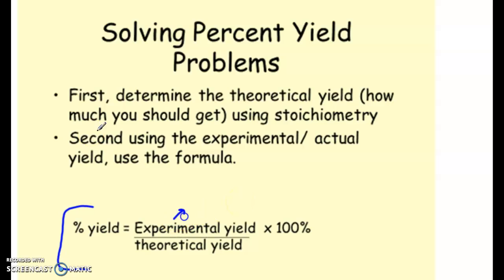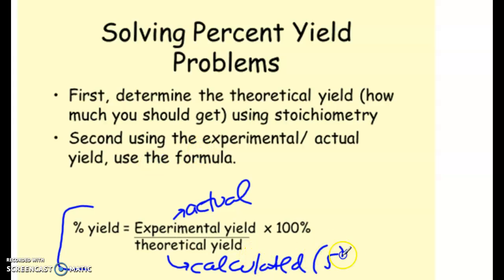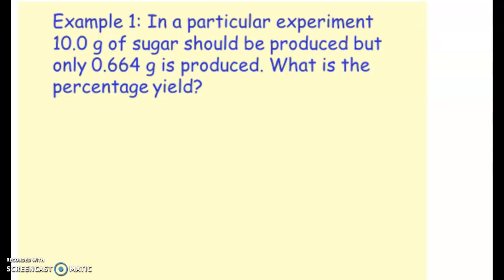Your top number, the numerator, is your actual yield, or the yield that came from a real experiment. The number in the denominator is your theoretical yield, which is basically your calculated value from stoichiometry, times 100. Just like with everything else, we have to do some examples. I'm going to do two with you. This first one is a little warm up to get you going, and then I'll do one that's more realistic, and then I'll have you try one out as well.